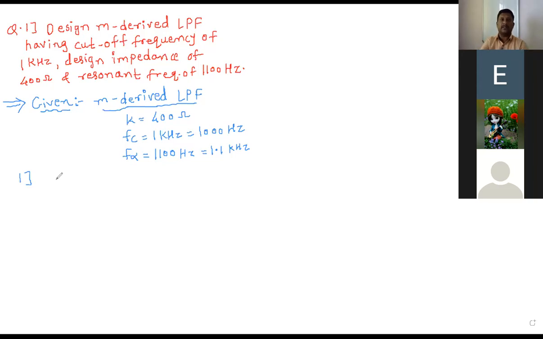So M value is not given. So we can calculate the M value because we know FC and F alpha. So that formula we can use. M is equal to under root 1 minus FC by F alpha whole square. FC by F alpha, yes, whichever is less, you can mention in the numerator. FC by F alpha bracket square. Now, many students are making a mistake here. They are using F alpha divided by FC and they are getting a value of M greater than 1.